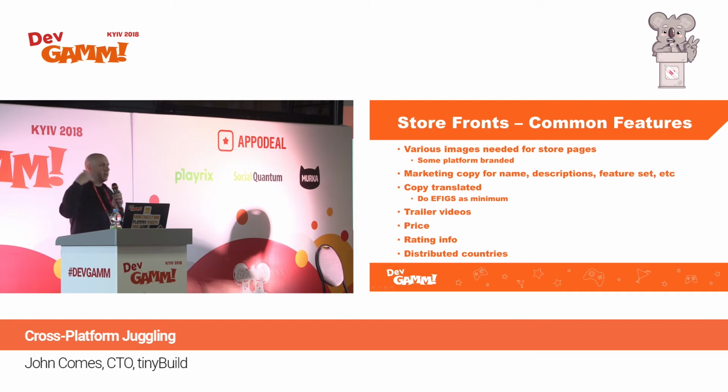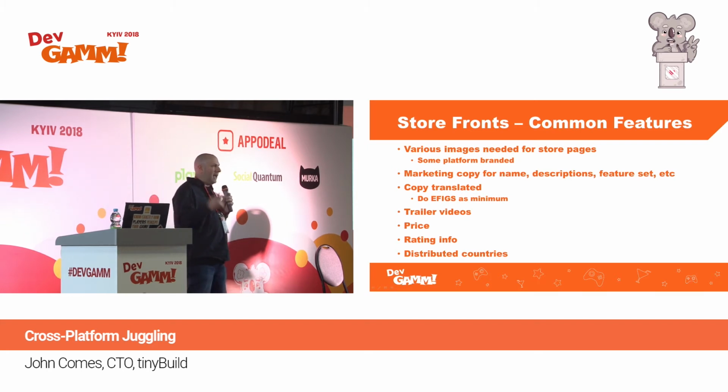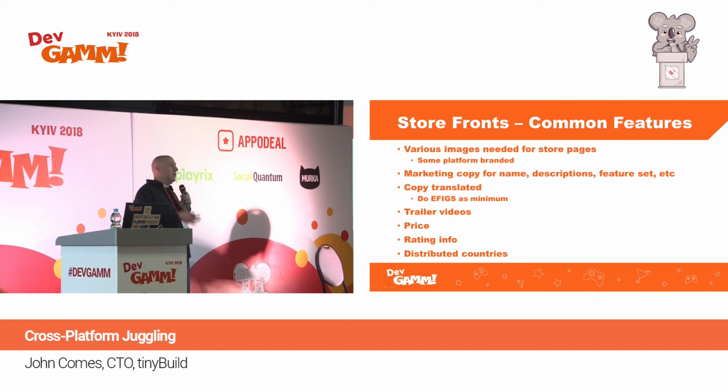Storefronts, common features. If you haven't worked with a storefront before, you're going to need all kinds of images for your game. Make sure you have time to do this. You're going to need trailers. You're going to need videos. You're going to need short descriptions, long descriptions, names, tags, genres, all localized to every language you need. So make sure you have that. Some of them will also need platform branded ones. There are images for Xbox and PlayStation where you need your box art with the Xbox logo across the top.